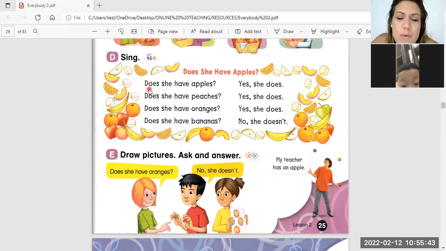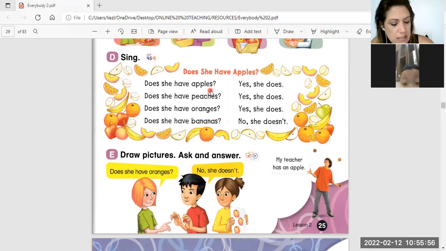Let's read the sentences one more time, then we finished, okay? Let's read the word apples. Apples. Yes. Apples. Peaches. Oranges. Bananas. There we go.